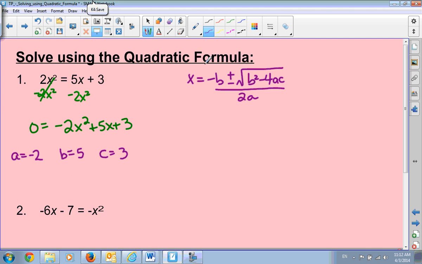Okay. So all we're going to do here is plug in our values into our formula, because all we have are b's, c's, and a's, which we know those values. So x equals negative b. Well, what's b? 5. So negative b is negative 5, plus or minus the square root of b squared. Well, we have 5 squared, which is 25.